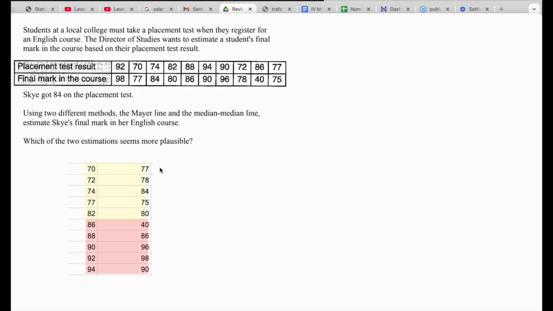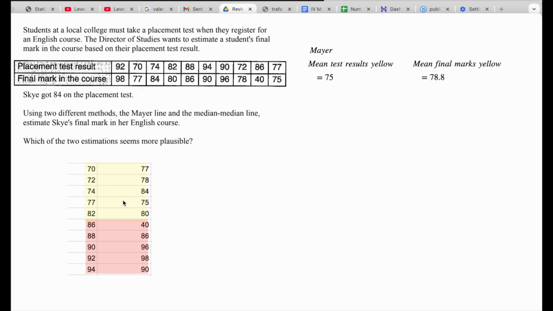Then, because it's Mayer, I'm going to divide it in half. Fortunately, this divides nicely in half. I'm looking at the first 5, so I'm going to take the mean of the test results that I've colored yellow. That gives us 75. Then I'm going to take the mean of the final marks in yellow. I'm going to add them all up and divide by 5, and that gives us 78.8.